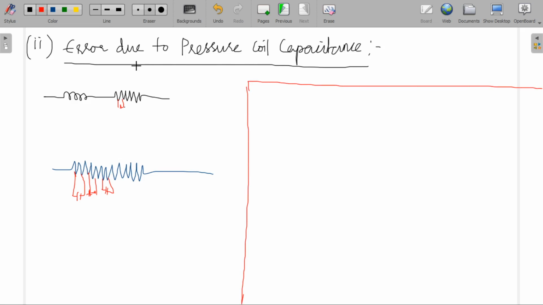So this error is less only. Coming to the next one. Next error is error due to mutual inductance. Mutual inductance effects.